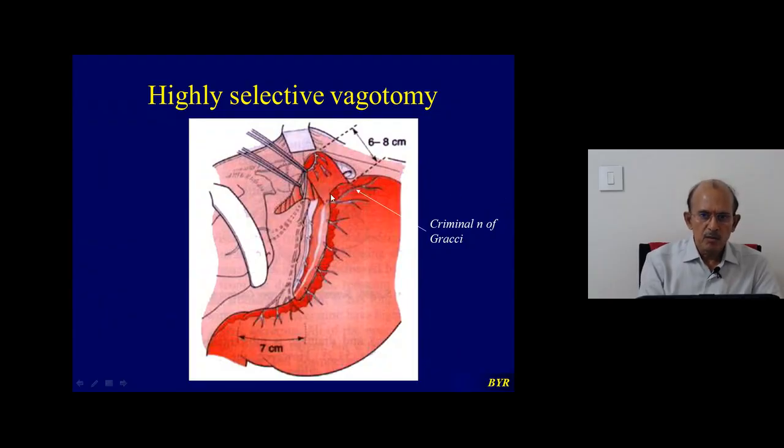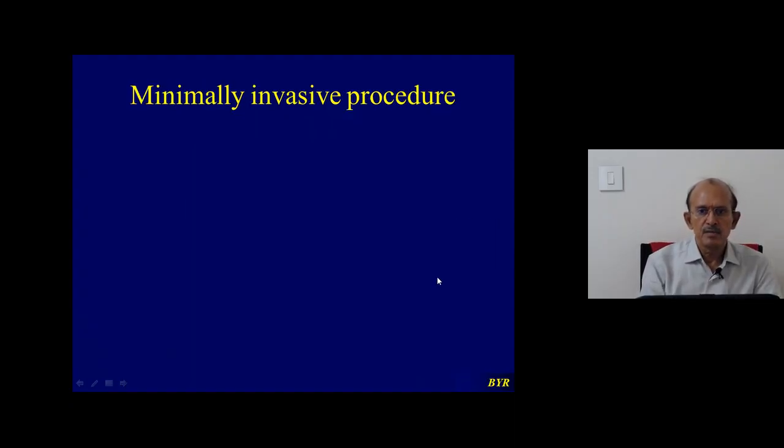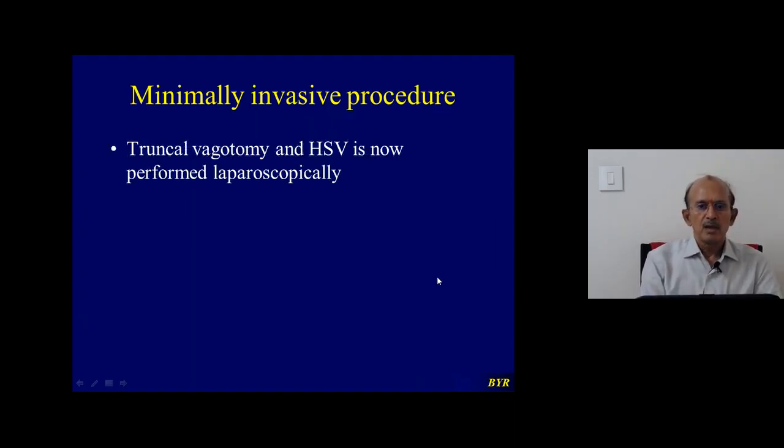So this is the nerve which is going over the esophagus into the fundus. So when you cut only these nerves on the lesser curvature and you miss the nerve going over the esophagus, there is a chance of having the recurrence. Truncal vagotomy and HSV are now performed laparoscopically.